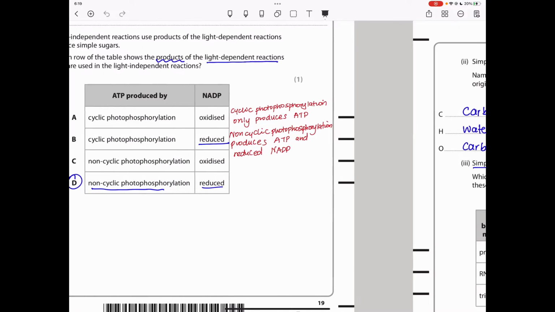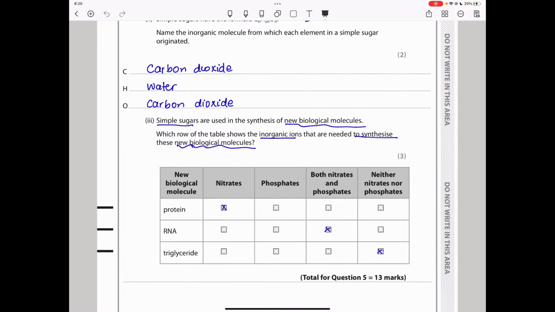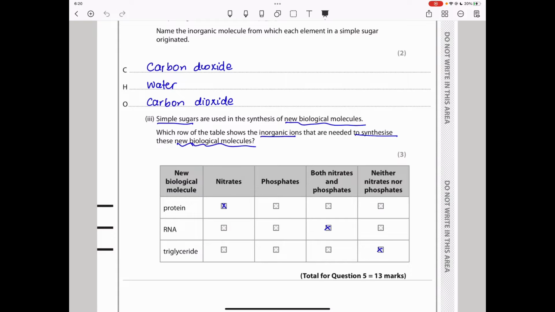So let's continue. Here they say simple sugars have the formula CnH2nOn. Name the organic molecule from which each element in a simple sugar originated. So carbon, of course, is going to come from carbon dioxide. And again, remember, for formation of these sugars, we need carbon dioxide and we need water. The carbon dioxide will provide the oxygen as well as the carbon, and the water will provide the hydrogen. That is how the plant is able to get them in order to use them for the formation of the simple sugars.